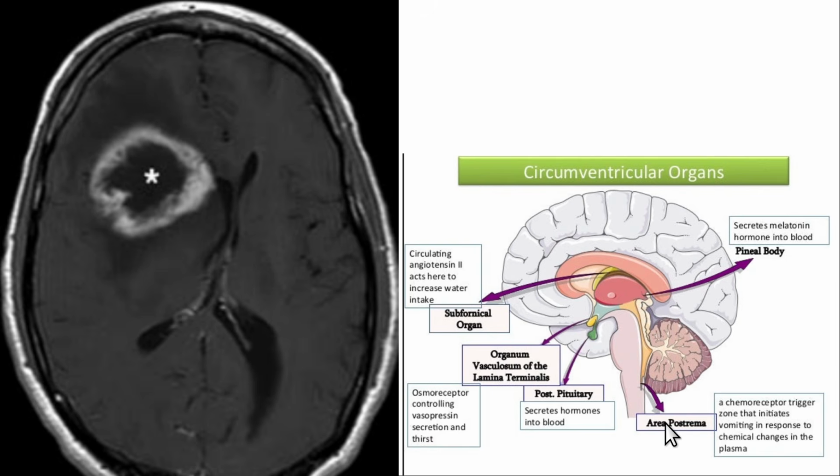For example, area postrema senses if you eat something toxic, and it activates a vomiting response so you can get that out of your body before you ingest more of that toxic chemical. There's other sensors around here that are going to sense certain hormones in your blood. They're going to sense other chemicals in your blood that they need to know about, your sodium level, for example. So these areas don't have a blood-brain barrier, and toxic chemicals can get into these areas and damage them.